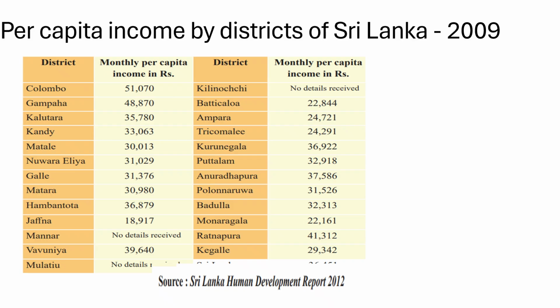Per capita income by districts of Sri Lanka, 2009. As you can see, it's a really big diagram. This is from the Sri Lanka Human Development Report 2012. Let's take for example Colombo. The district is Colombo, and the monthly per capita income in rupees is 51,070 rupees, and it just keeps on going like that.